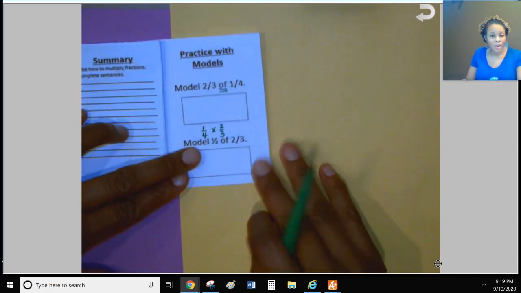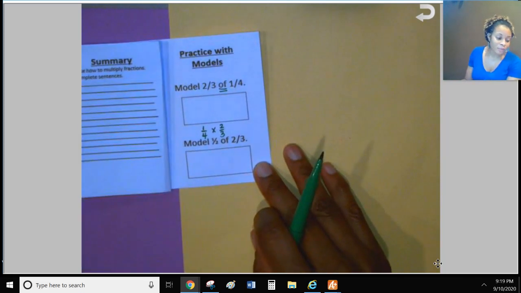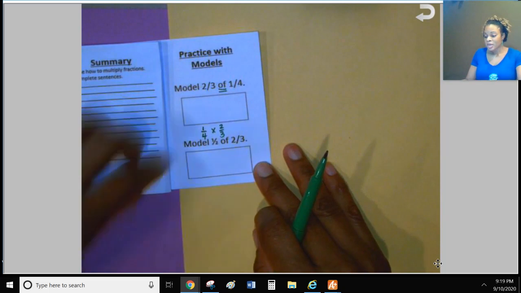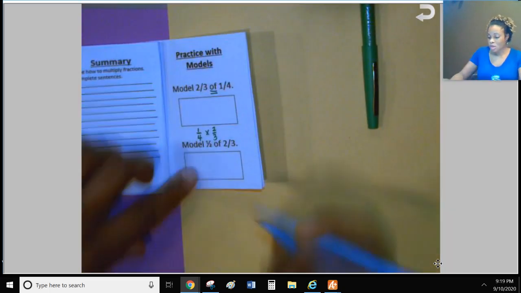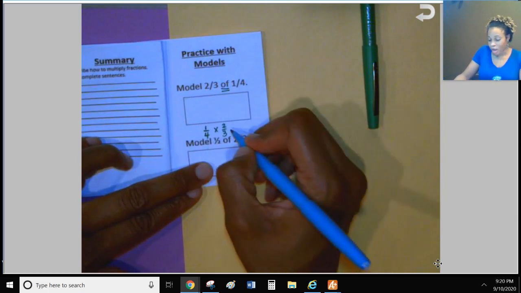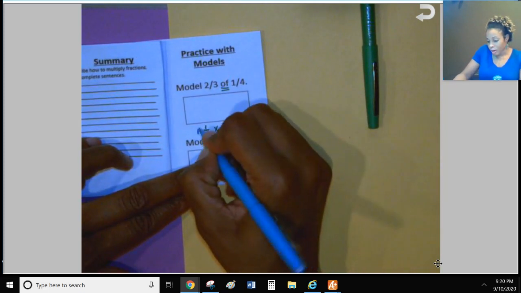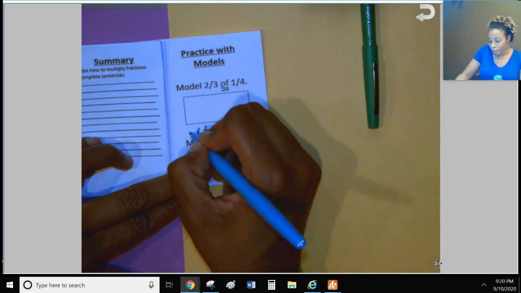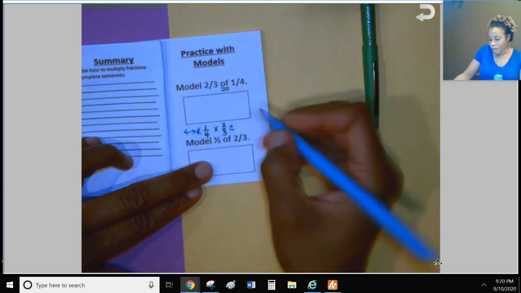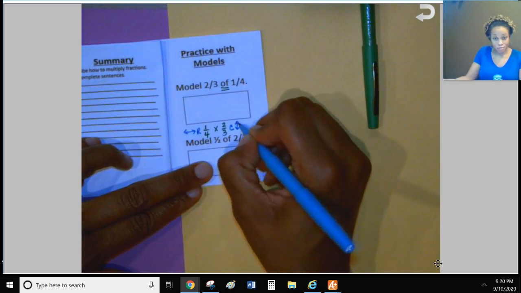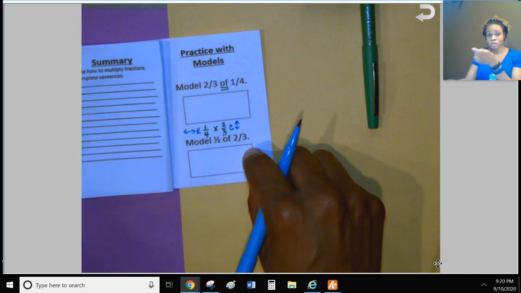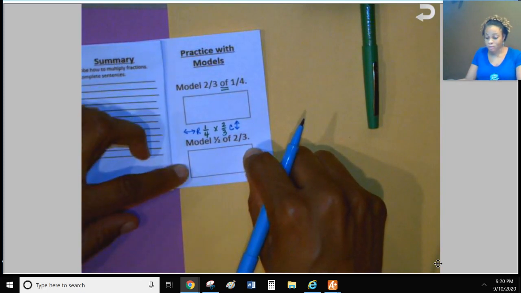So when we are modeling, just a rule of thumb that I like to do with my students to keep us organized is I always like the first number to be our rows, and I like the second number to be our columns. So I'm going to just put an R here and a C here. Hopefully you know that rows go left to right and columns go up and down. So our first fraction is going to be our rows and our second is going to be our columns.